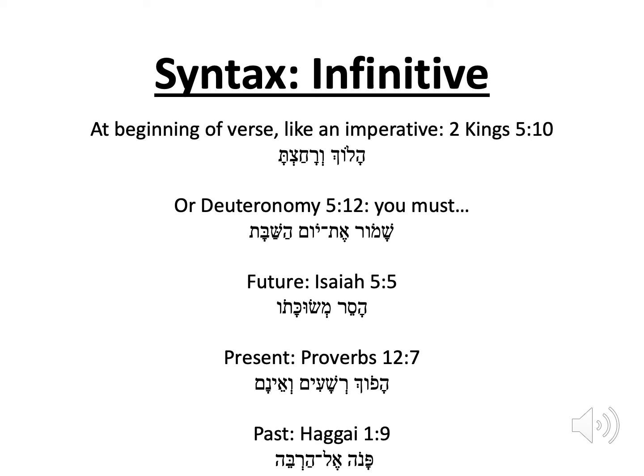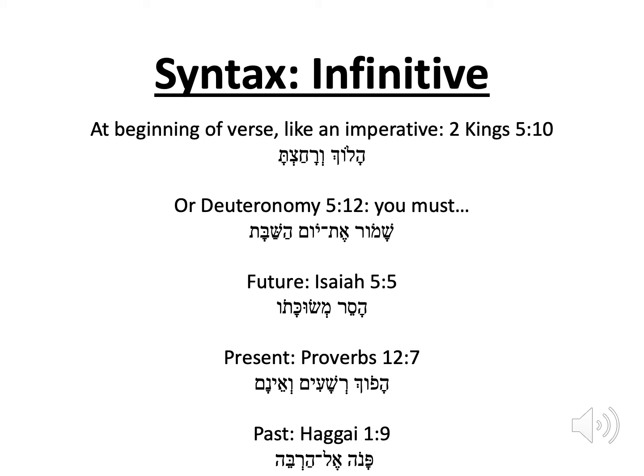For instance, at the beginning of 2 Kings 5:10, as Elisha is telling Naaman to go wash in the Jordan River, he says, go and wash. This is two verbs, but the first one is actually an infinitive absolute, not an imperative. In Deuteronomy 5:12, we read the same thing, you must keep the Sabbath day. But again, it's an infinitive absolute, to keep the Sabbath day, translated as an imperative, or you must.